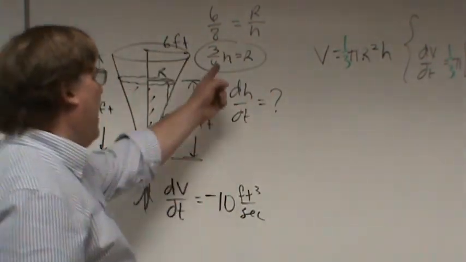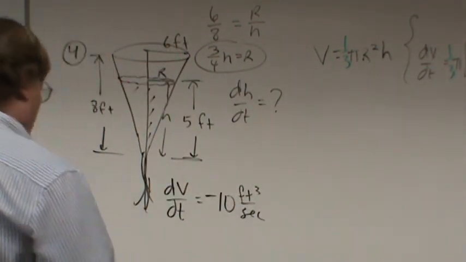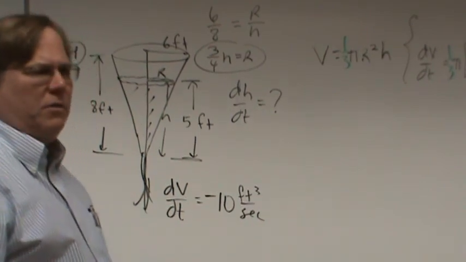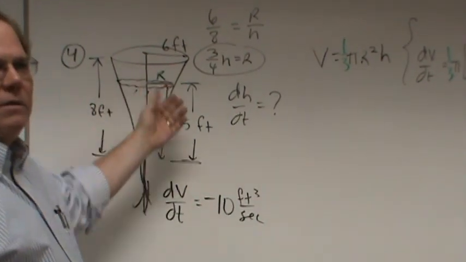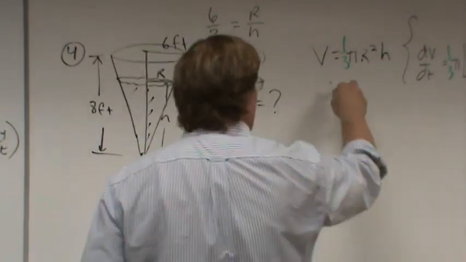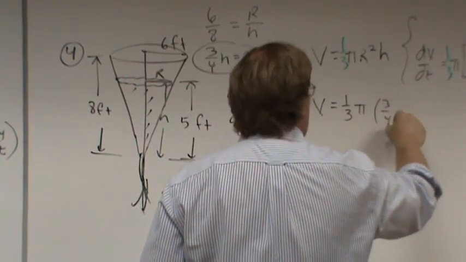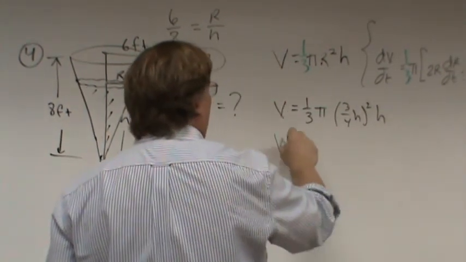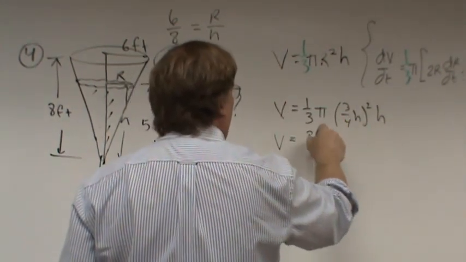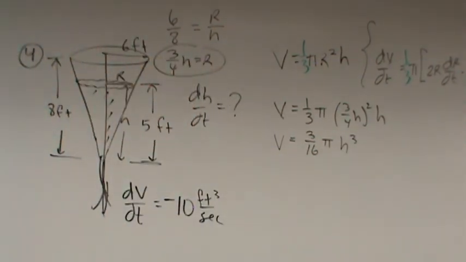And you're going to have to make that substitution here because you only want H's in your equation. You don't want R's. You don't want the derivative dr/dt. So when you get one of these problems, remember to make that substitution. So I get V equals 1/3 pi times 3/4 H squared times H, or V equals 3/16 pi H cubed. And now I'm happy because I've got an expression of V only in terms of H. I don't have any r's in there, and that's good, because I don't know what r is and I don't care what r is.